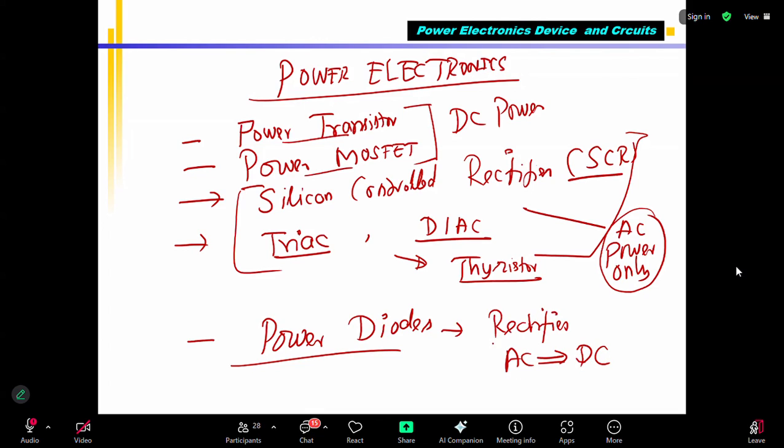Correct? That job is done using diodes only. And you can use SCR also, triac, SCR and diodes. Power diodes can be used for converting the AC voltage to DC voltage, which can be applied to AC motors, induction motors, or sometimes DC motors also. So note down these important things, because in the exam you can expect some questions.